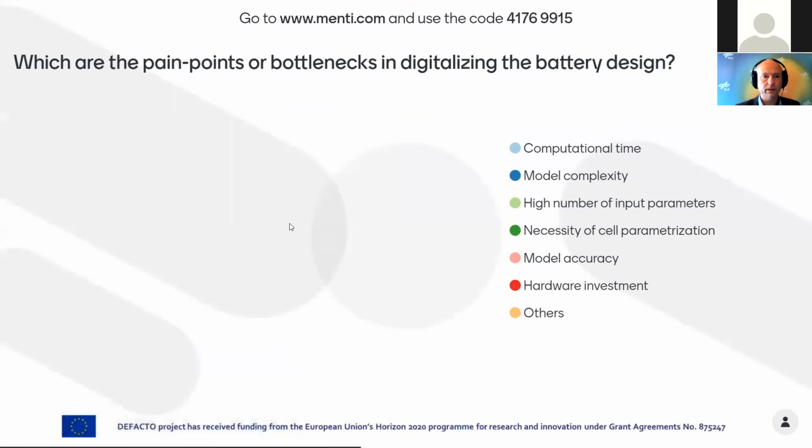Okay, so the first question, which the organizers were thinking of: what are the pain points or the bottlenecks in digitalization of battery design? Well, computational time might be the most obvious one. Model complexity is certainly an issue. If you have a very complex set of partial differential equations, it's very hard to understand sometimes. On the other side, it also leads to a high number of input parameters.